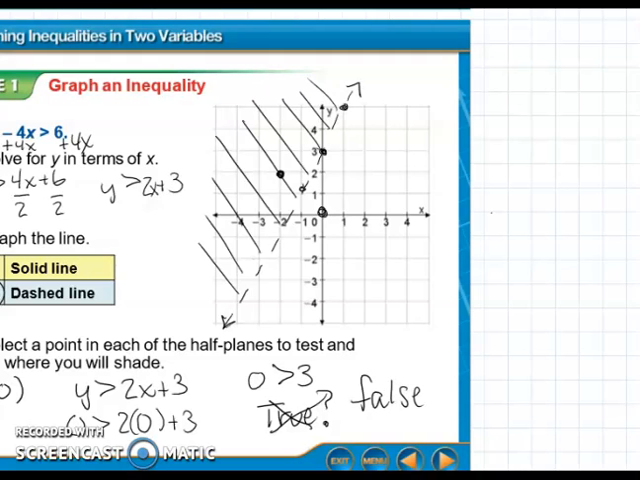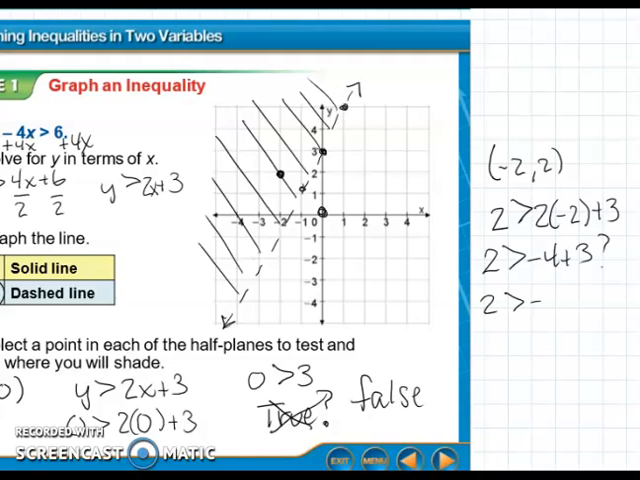So is 2, because we're using the negative 2 point, is 2 greater than 2 times negative 2 plus 3? So is 2 greater than negative 4 plus 3? Is 2 greater than negative 1? Yep. So we've got the true side shaded. So any point over on that side would work. Any point on the other side is going to make the inequality false.